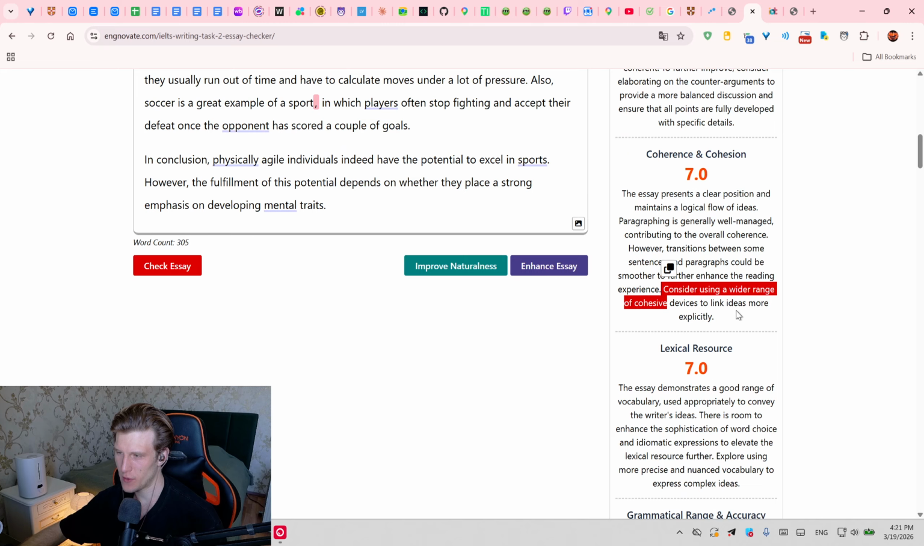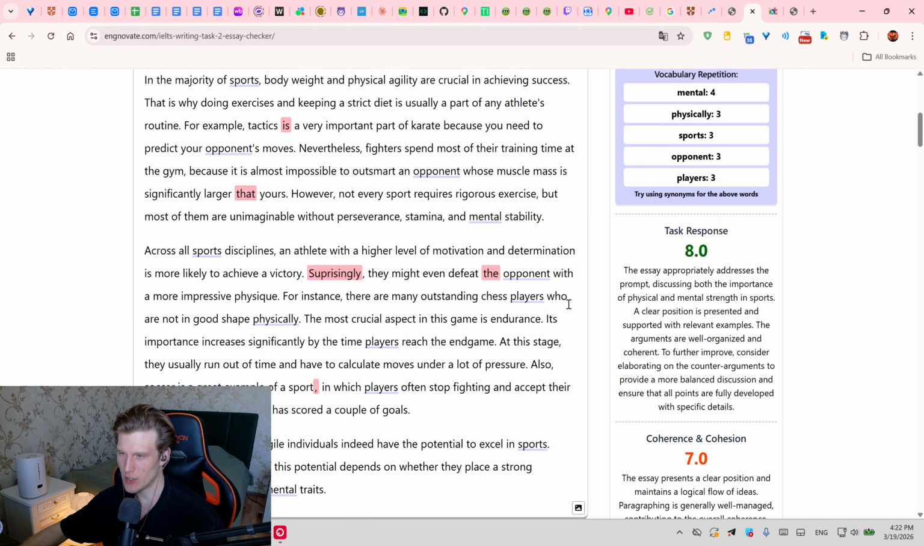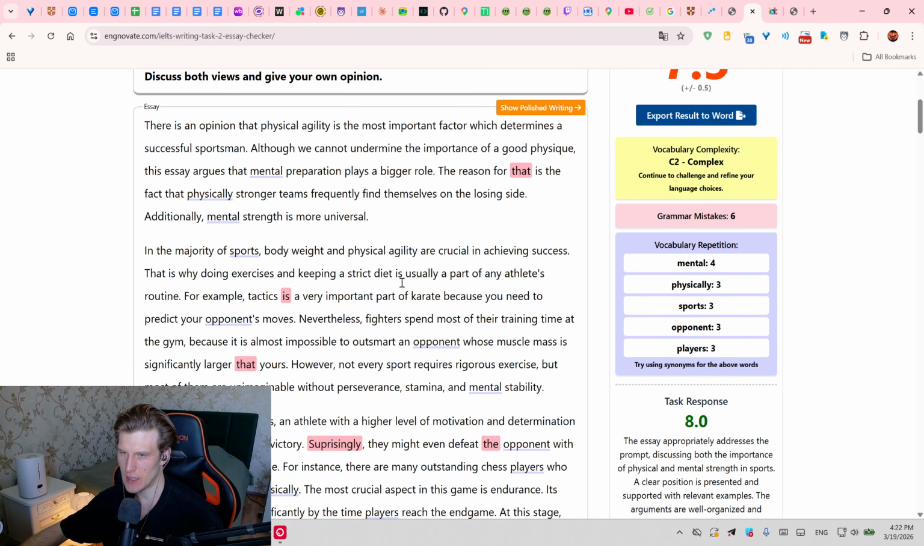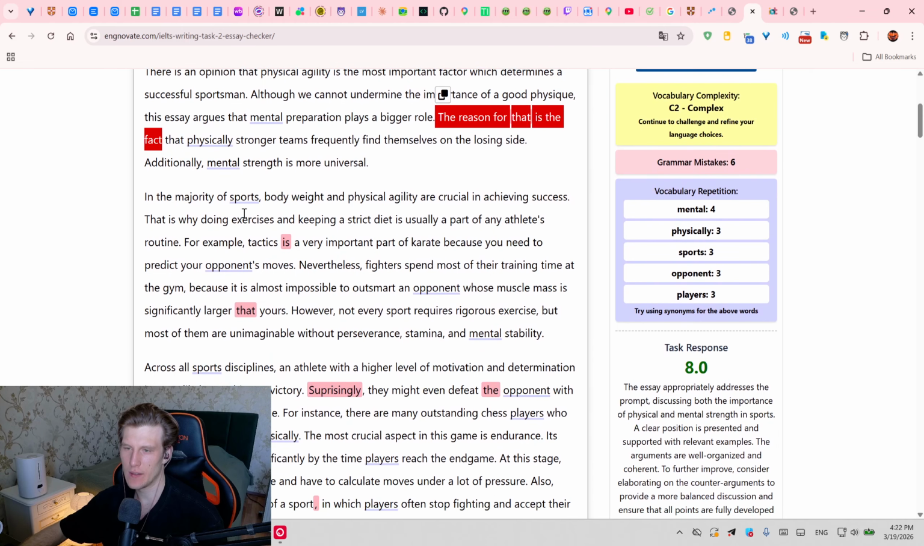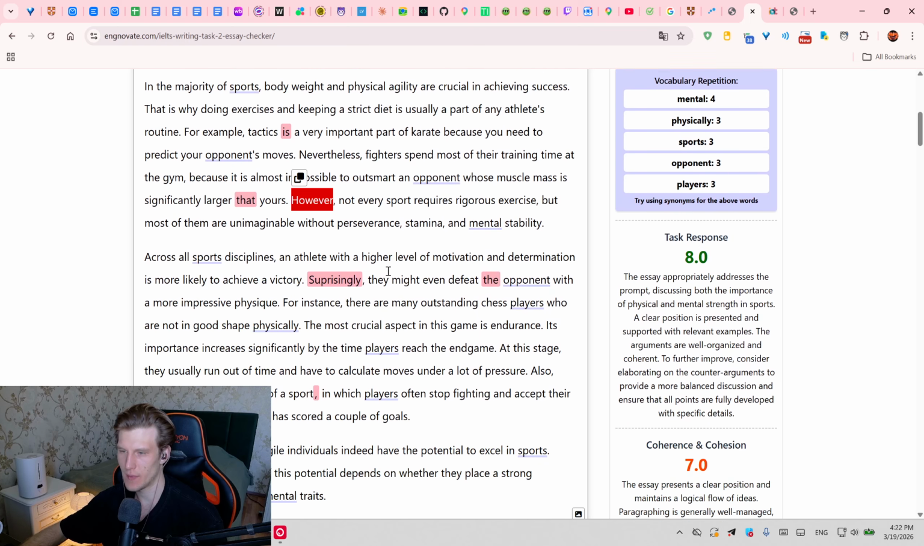A wide range of cohesive... Okay, well, we'll try that, but I don't think my range is not appropriate. I've used a ton of synonyms here, a ton of cohesive devices, like here, here. Although, even the reason for that fact, again, it's a cohesive device. For example, because.